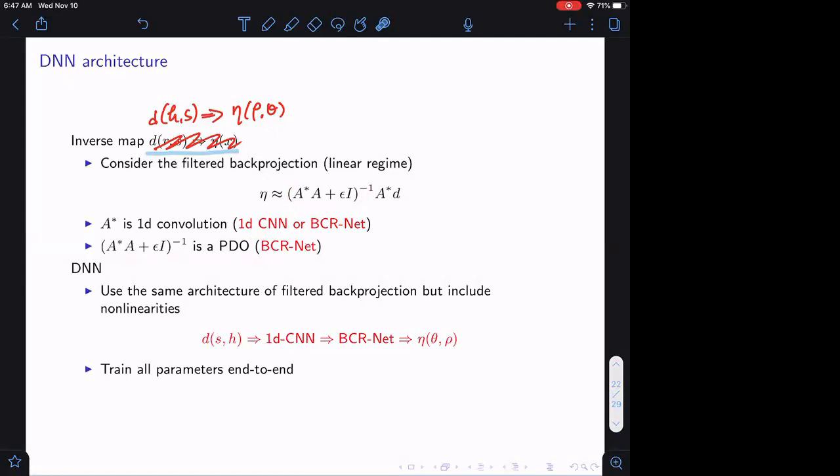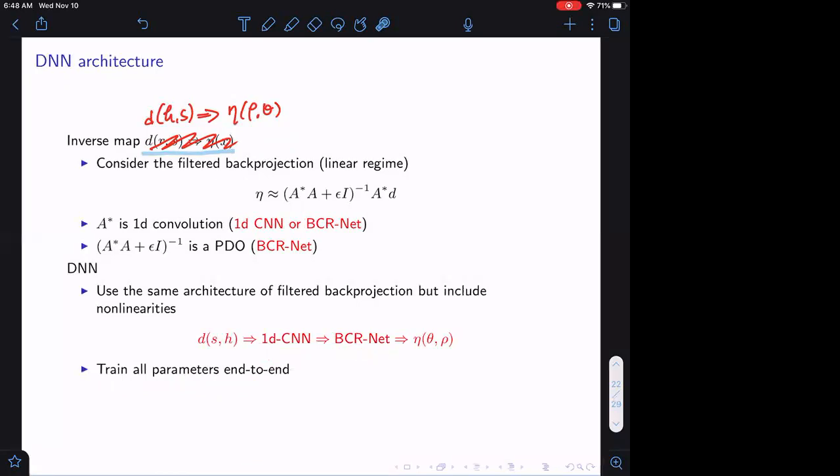Okay. So by concatenating this together, we take the data and apply A star to it. This corresponds to a 1D CNN. And then we apply a pseudo differential operator. This corresponds to the BCR net. In fact, here we are using BCR net because the performance is a little bit better. But you can actually replace this with a 2D convolutional neural network that will also do a decent job. Okay. Now, once we have that, we get this architecture, and with the architecture ready, again, we're going to train all the weights of these neural network components end to end using the training data.